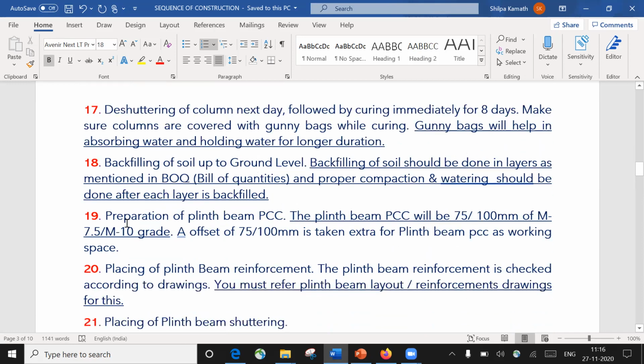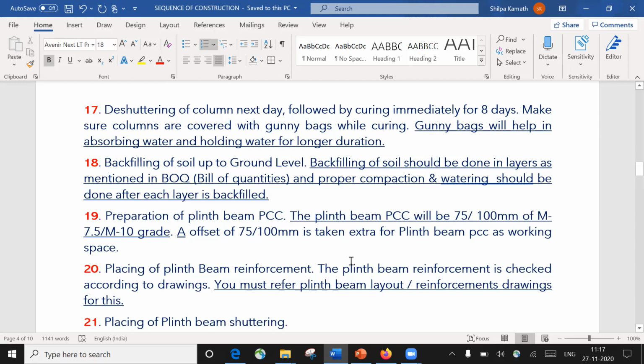So once that is done, next is preparation of plinth beam PCC, right? Once you fill the soil up to the ground level, we have to do the plinth beam PCC. The plinth beam PCC will be either 75 or 100 mm thick, of M7.5 or M10 grade. An offset of 75 or 100 is taken extra for plinth beam PCC as working space.